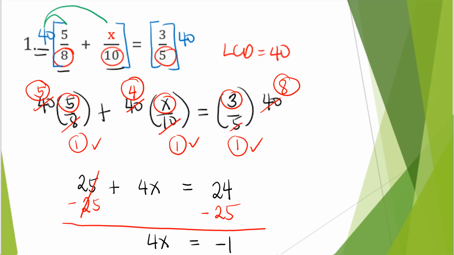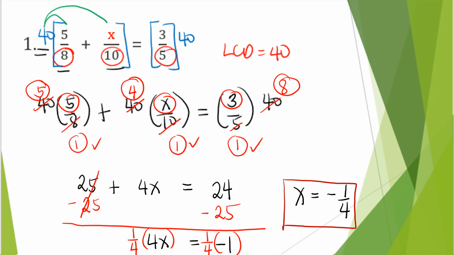Next, to eliminate the number beside x, all we have to do is to multiply by its reciprocal, which is 1/4. So we have to multiply both sides by 1/4. 1/4 times 4 is 1, so this becomes x is equal to 1/4 times negative 1 is negative 1/4. So this will be the value of x.